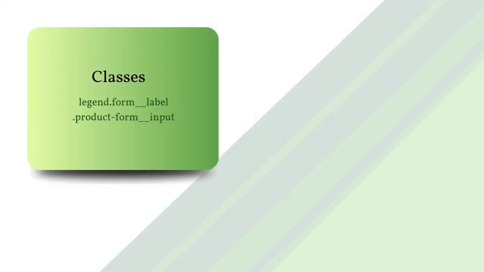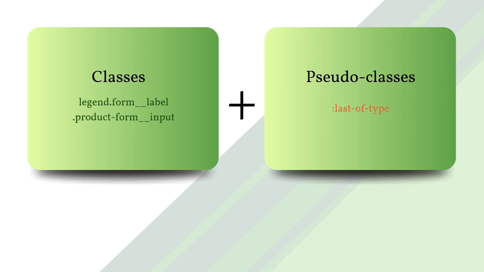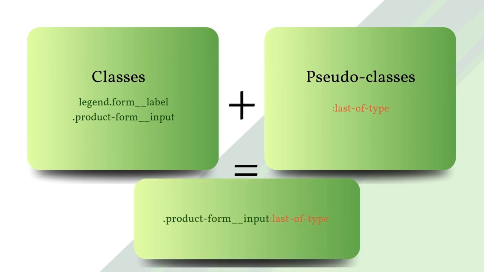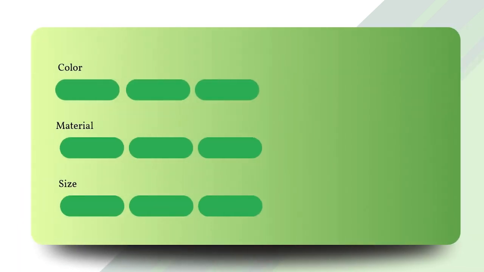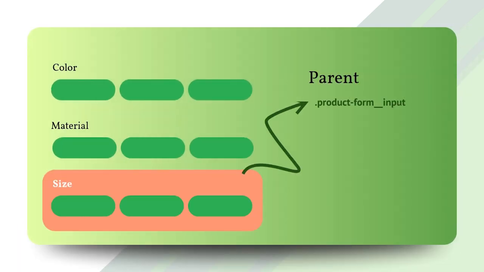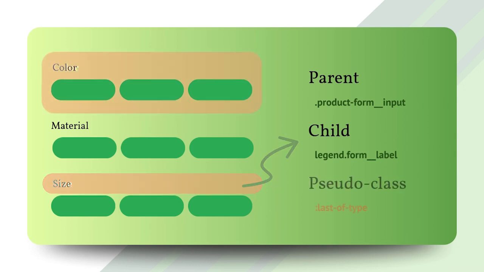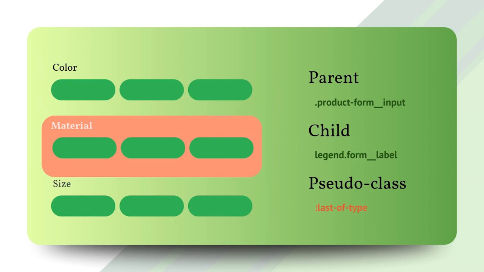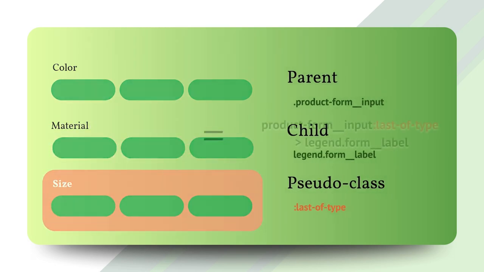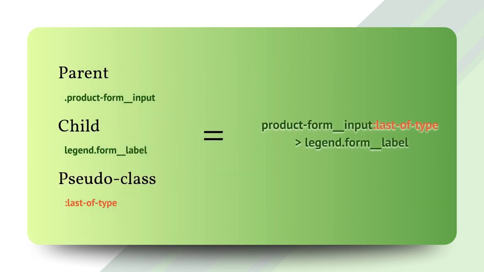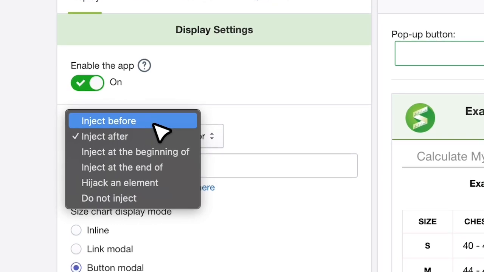So to quickly recap, Kiwi uses a combination of classes and pseudo-classes to find the correct spot to add the size chart. We avoid IDs because they change per product. Instead, we build selectors by targeting a stable parent container, then the specific child element inside it. And when there are multiple matching elements, we use pseudo-classes like last-of-type or nth-of-type to pick the right one. And then we choose where to inject them.